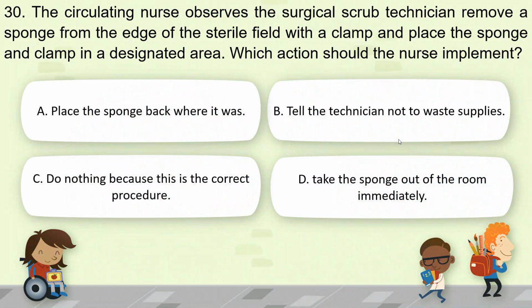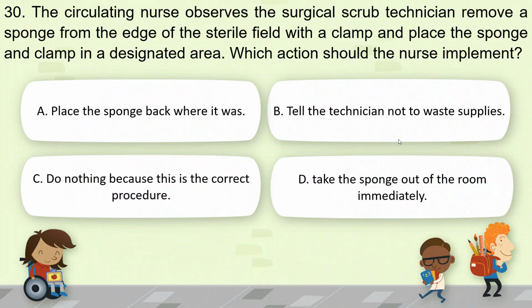Eliminate letter D immediately because that's an absolute term. Taking the contaminated sponge out of the room would cause a discrepancy in the sponge count. And letter A is wrong because that could contaminate the sterile field. Letter B is also wrong because the technician is following principles of asepsis. The answer here is letter C.